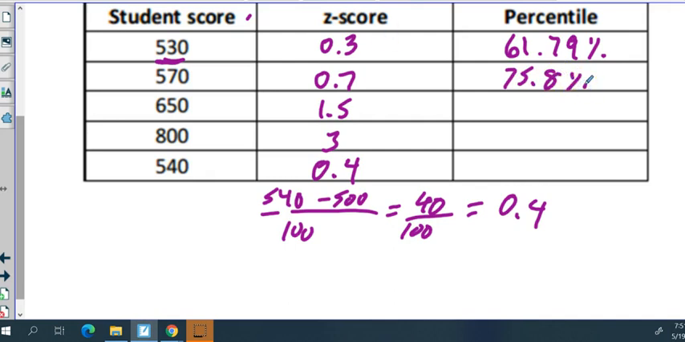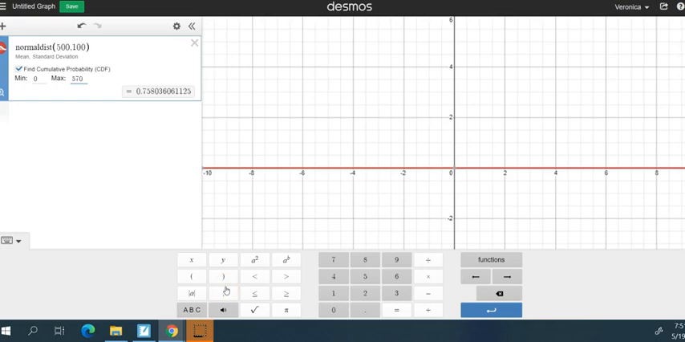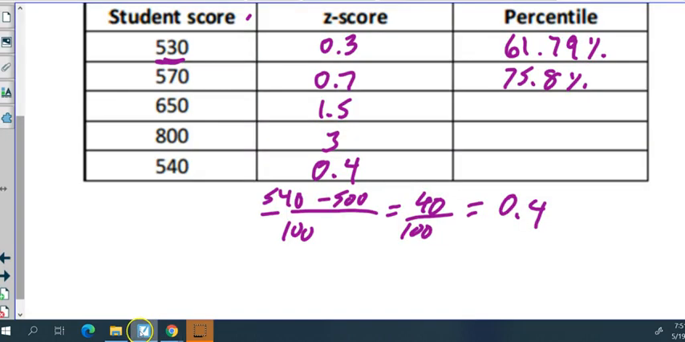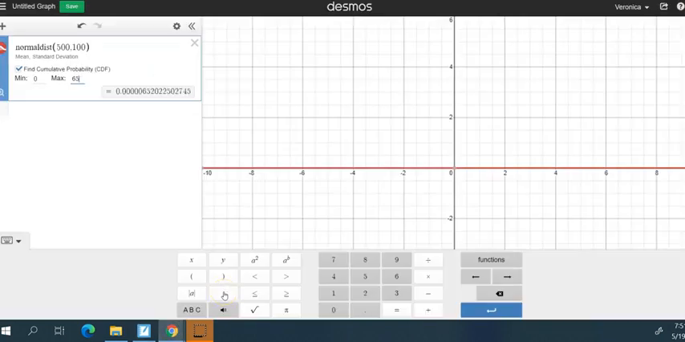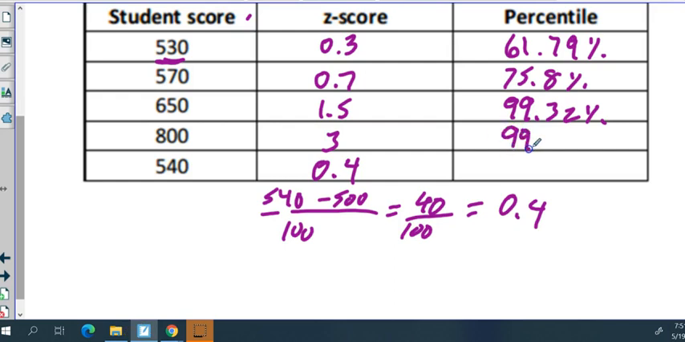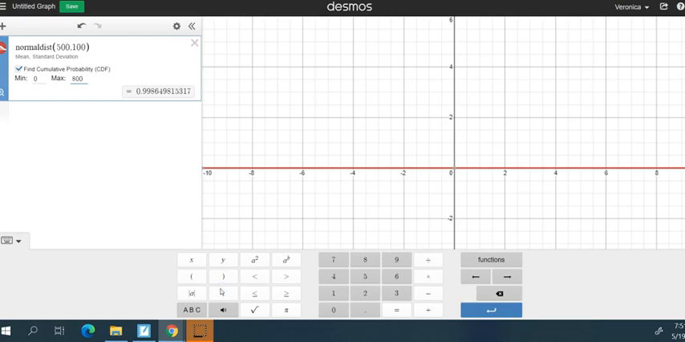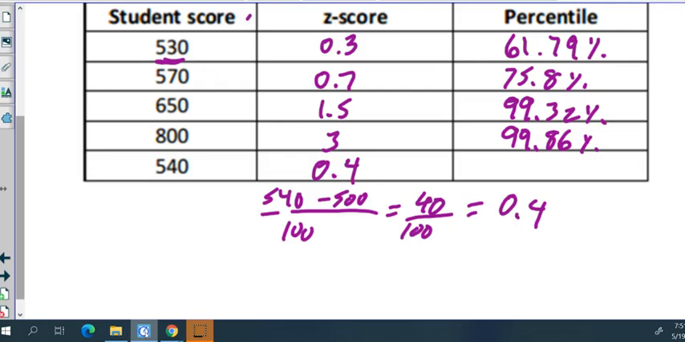All right, what about 650? Puts me at 99.32%. Okay, 800 puts me at 99.86%. And then 540 puts me at 65.54%.